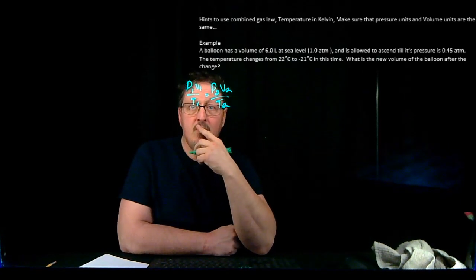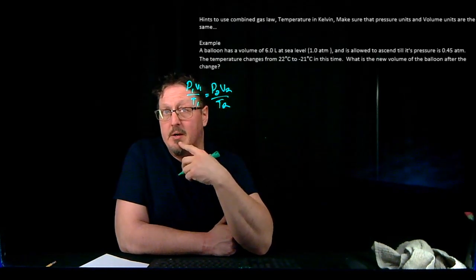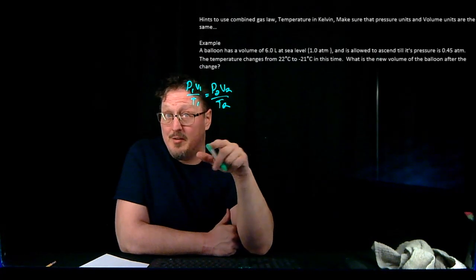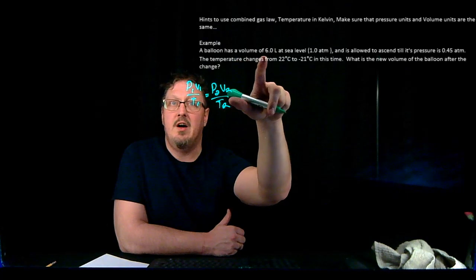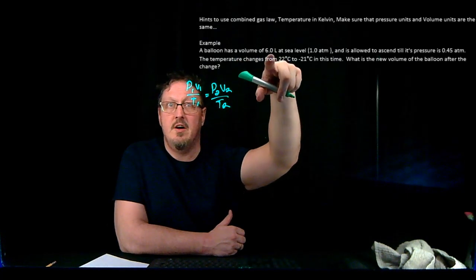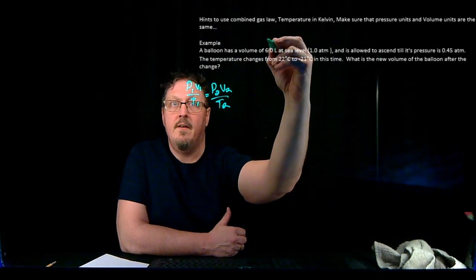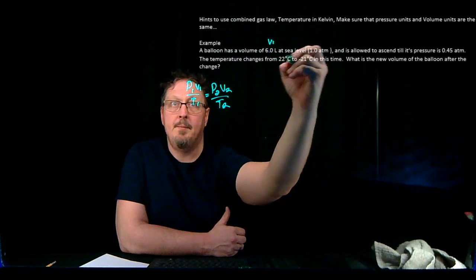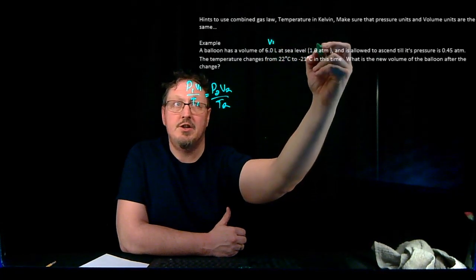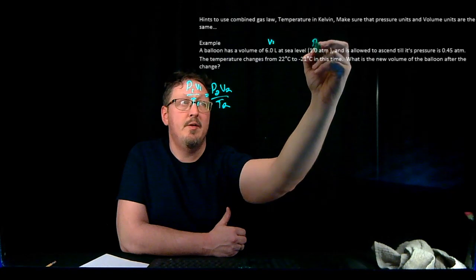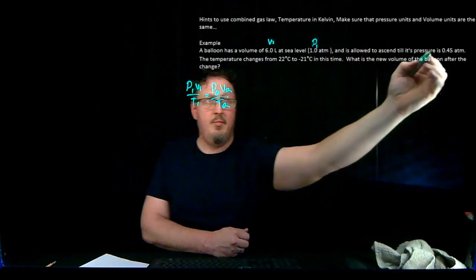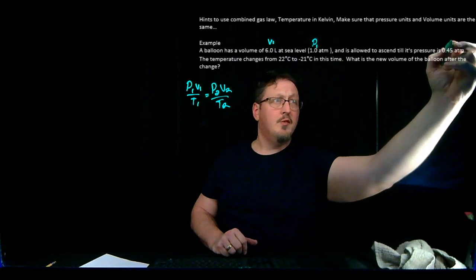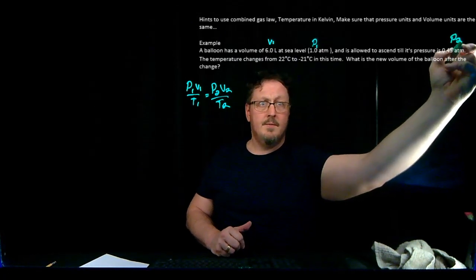Now, let's start looking at our pieces and our parts, and see if we have enough information to actually do this. A balloon has a volume of 6 liters. What is its new volume? So this is our V1, and I'm going to label that V1. It's got a pressure at 1 atmosphere, so that's my P1. I have a new pressure over here of 0.45 atmospheres, so that is my P2.